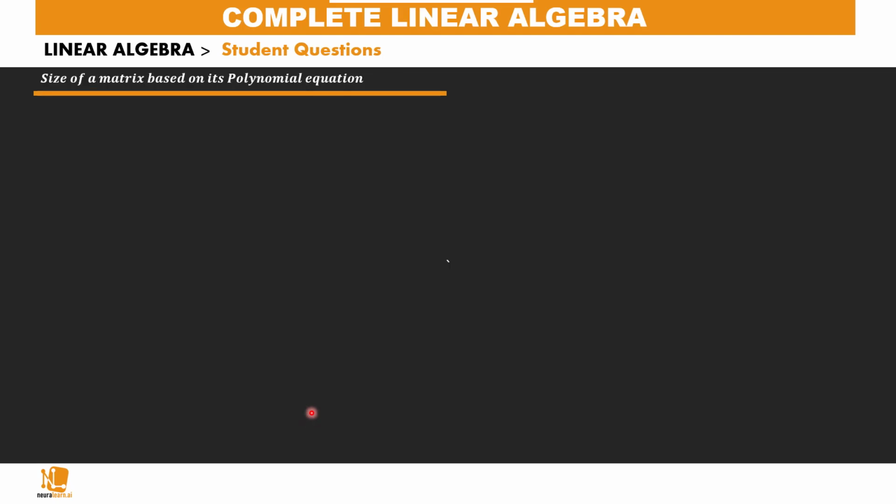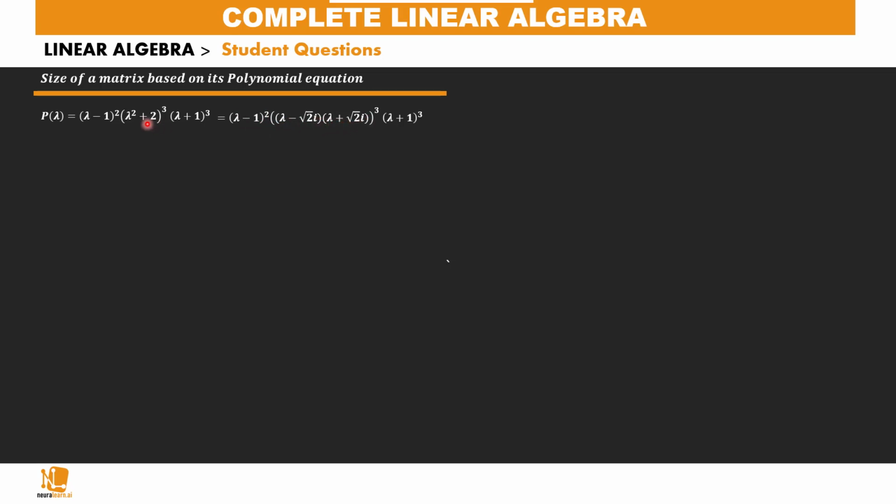Let's look at this other exercise. Let's find the size of a matrix based on its polynomial equation. We have the polynomial equation given as such. We have lambda minus 1 squared into lambda squared plus 2 all to the power of 3 into lambda plus 1 cubed. Now, rewriting this, we have lambda minus 1 squared into lambda minus square root of 2i into lambda plus square root of 2i.